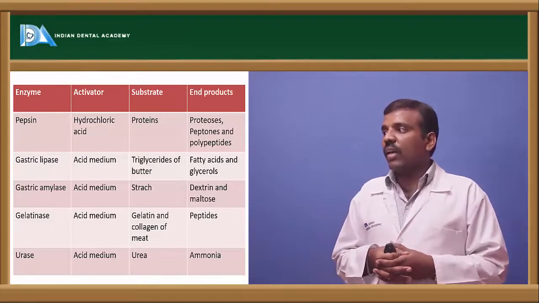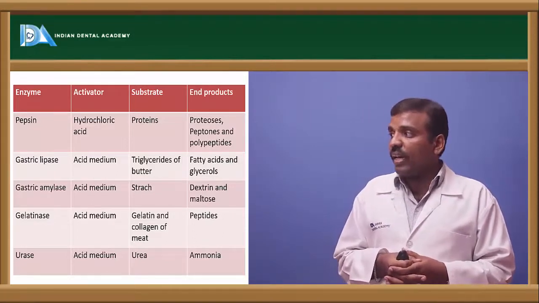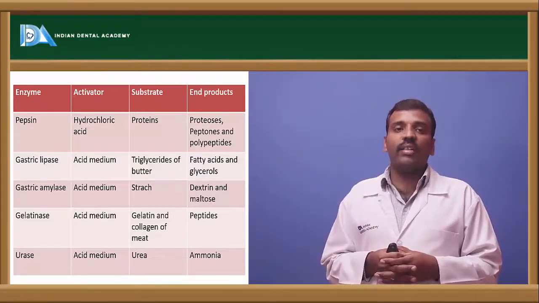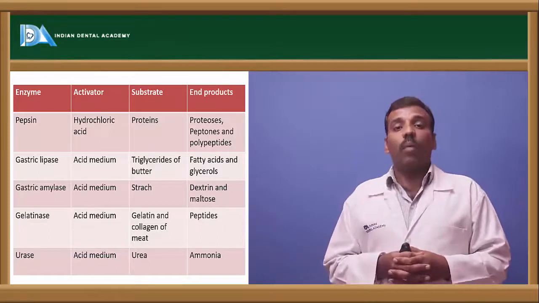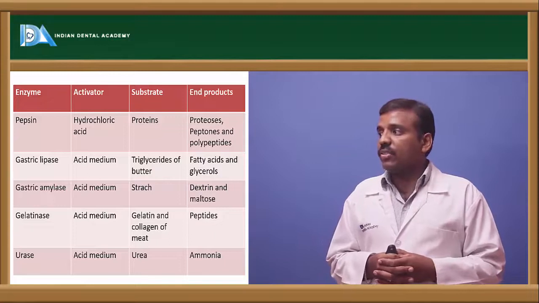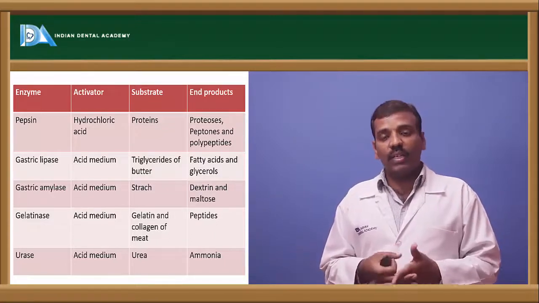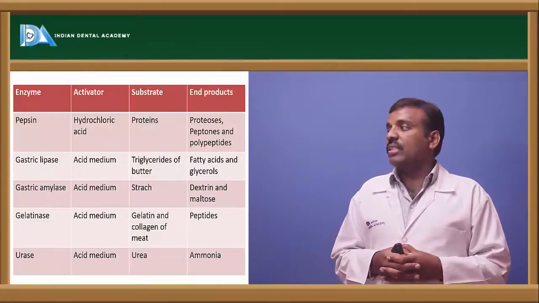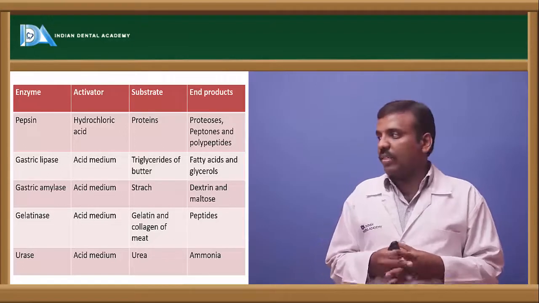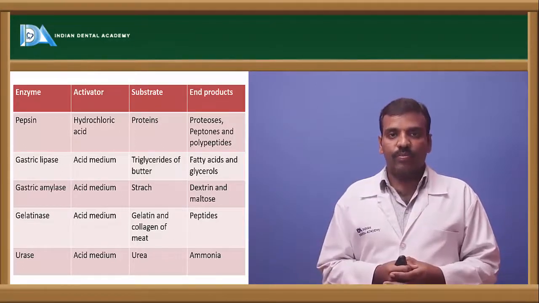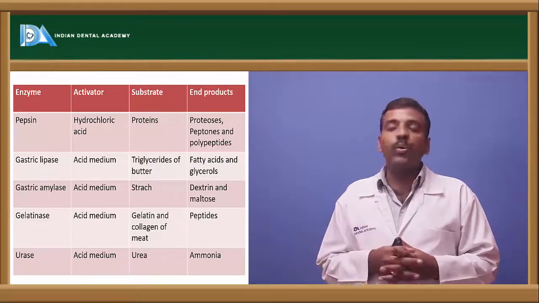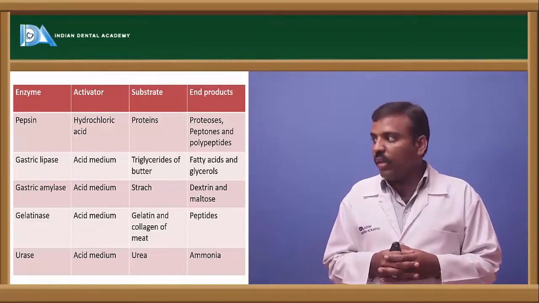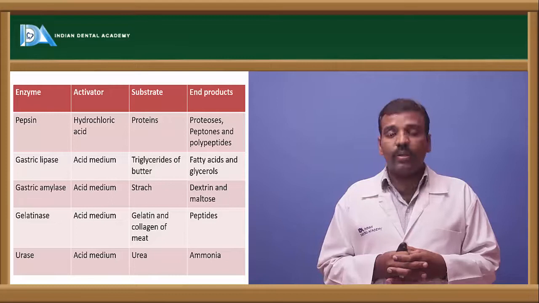And next is gastric amylase. Gastric amylase is activated by the acid medium, the hydrochloric acid, and converts starch into dextrin and maltose. Next is gelatinase, activated in the acid medium by the hydrochloric acid, and it converts the gelatin and collagen of the meat into peptides. And next is urease, activated by the hydrochloric acid, which converts urea into ammonia.